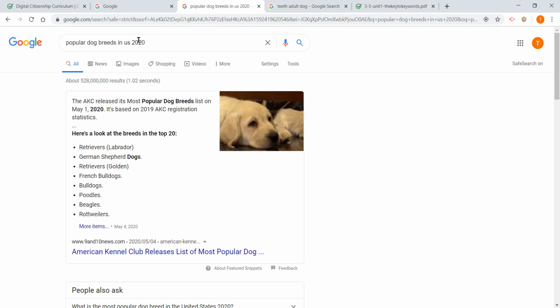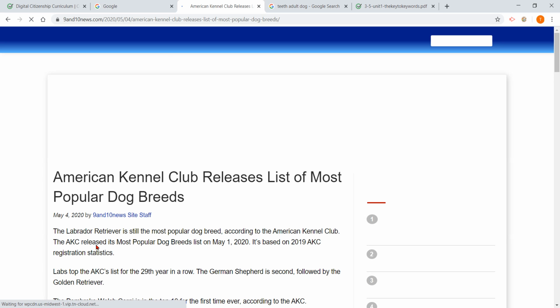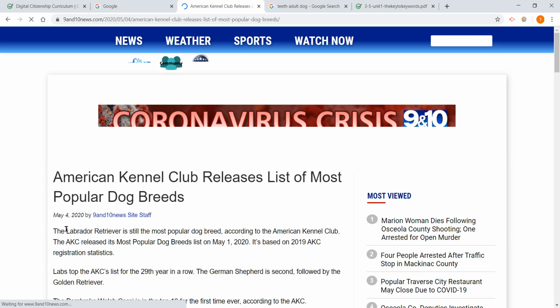The AKC released its most popular dog breeds list on May 1st, 2020. It is based on 2019 AKC registration statistics. So let's look at that one. That's pretty recent. And AKC, American Kennel Club, that's been around a long time. Pretty credible for dogs and probably cats too. I don't know if they do cats, but anyway.